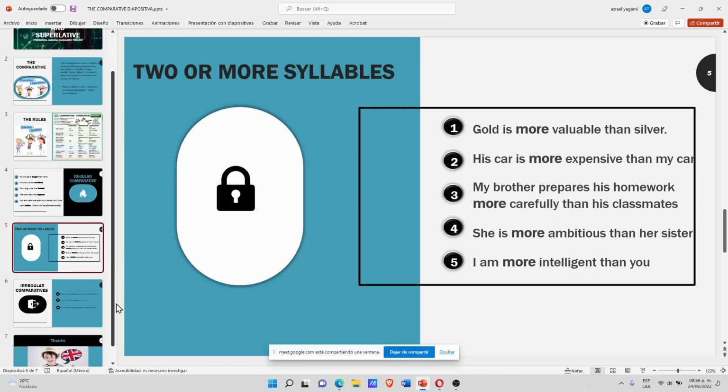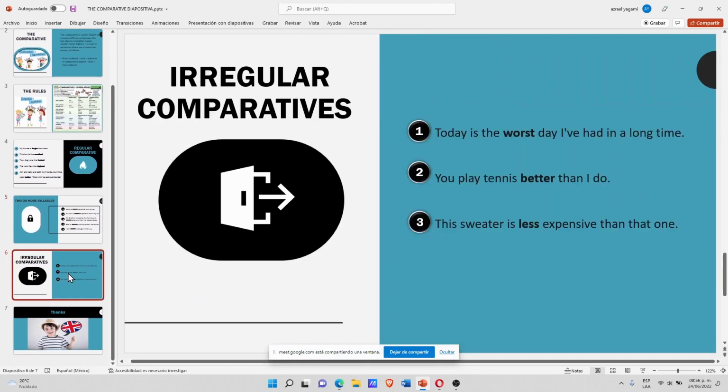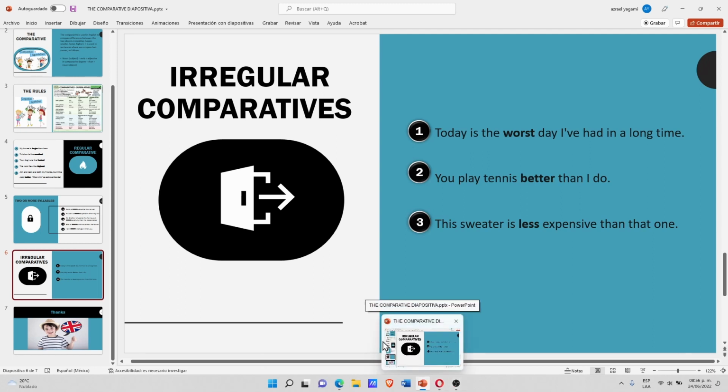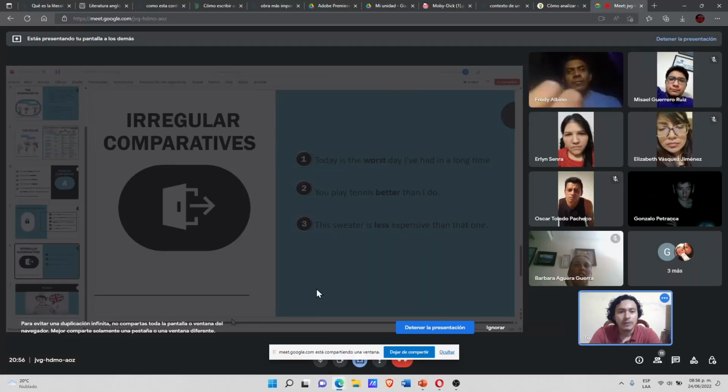This is more difficult, a little. Irregular comparatives. Only 3 examples, 3 sentences. Today is the worst day I've had in a long time. Okay. Who can read this sentence? The first. The worst day. Only read.